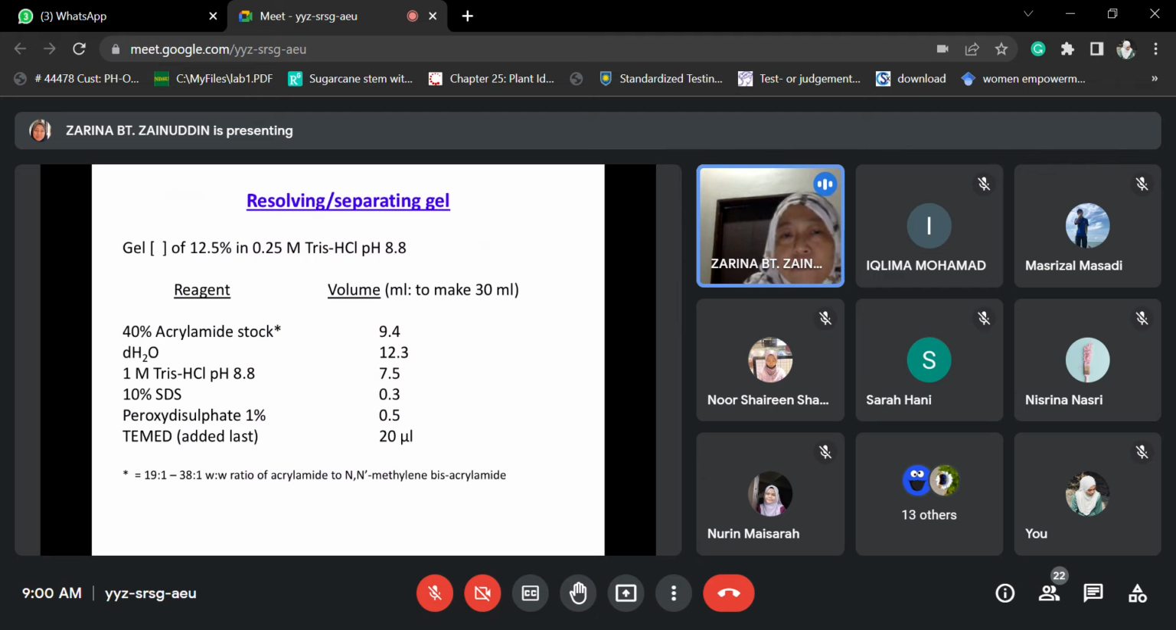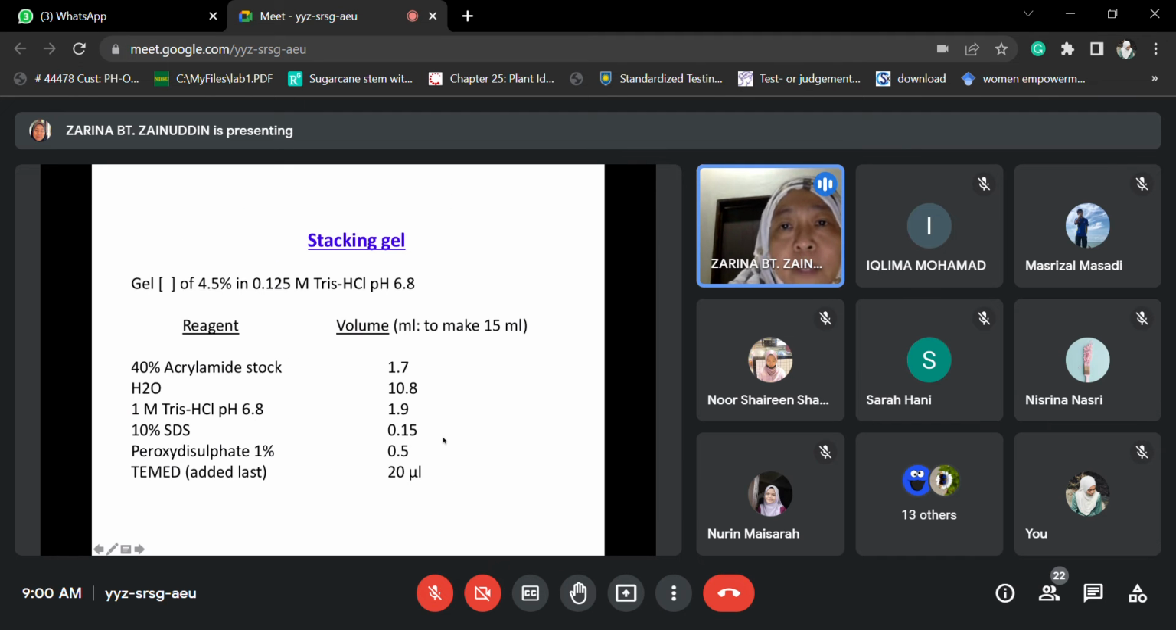Okay, so ni saya bagi je you formula. You don't have to remember, because katalah tiba-tiba you buat project FYP yang involve protein. So resolving gel atau separating gel, yang bawah tu, normally kita prepare concentration dia higher lah, 12.5%, at pH 8.8. So this is the formula lah, you don't have to remember. While the stacking gel, the concentration is lower and the pH also lower, that is 6.8, not 8.8. So these are the components of the stacking gel yang atas tu.